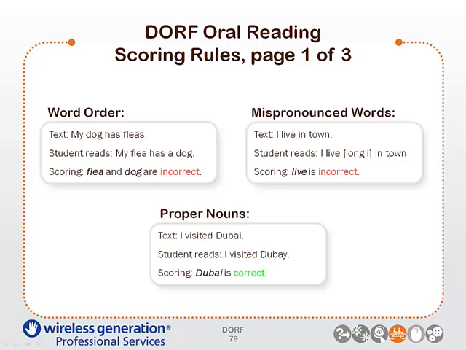Score incorrect mispronounced words if mispronounced within the context of the sentence. So if the text reads, I live in town, and the student reads it with the wrong pronunciation of live, live is marked incorrect. For proper nouns, if a student reads a proper noun with any reasonable phonetic pronunciation, score it as correct. I visited Dubai. If the student reads it with a reasonable pronunciation, Dubai is counted correct.